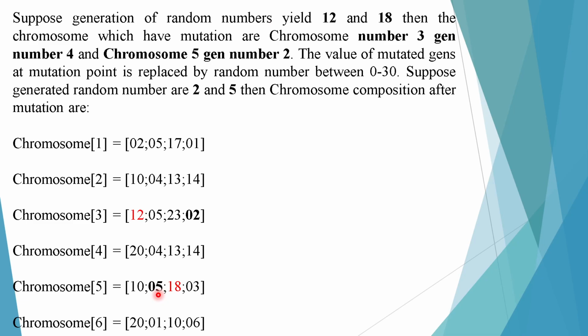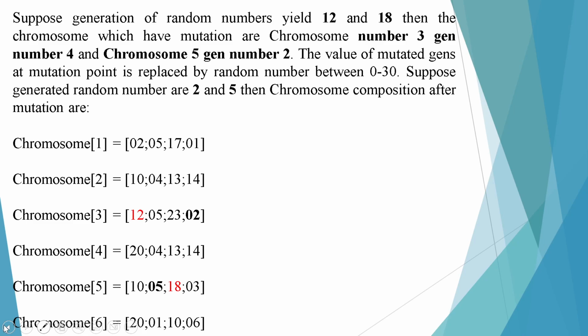Okay, the value of the mutated gene at the mutation point is replaced by a random number between 0 and 30. Suppose the generated numbers are 2 and 5. So position number 4 is replaced by 2, and position number 3 here is replaced by 5. Okay, you can check back.